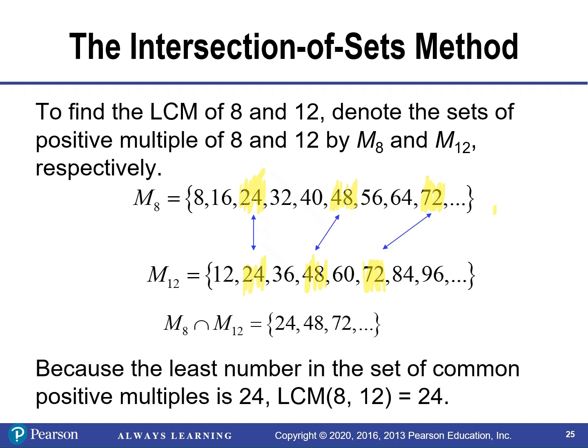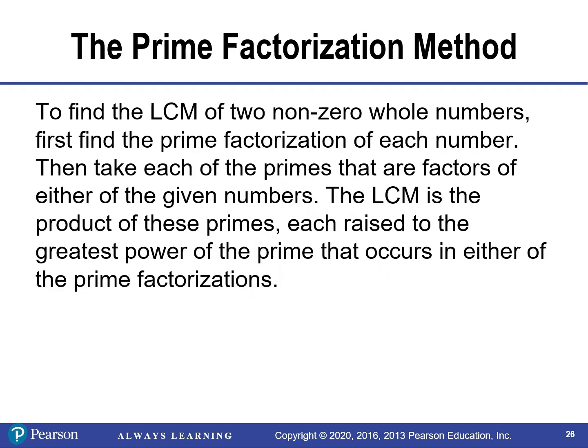So the intersection of M8 and M12 is 24, 48, 72, and the least number in that set of common positive multiples is 24. So the least common multiple of those two numbers is 24.